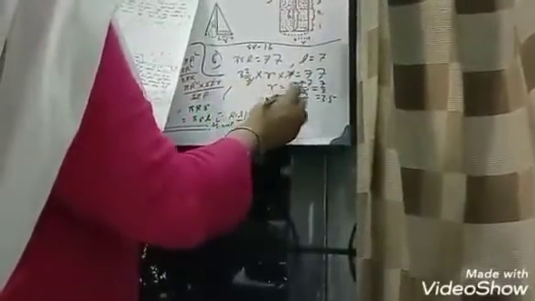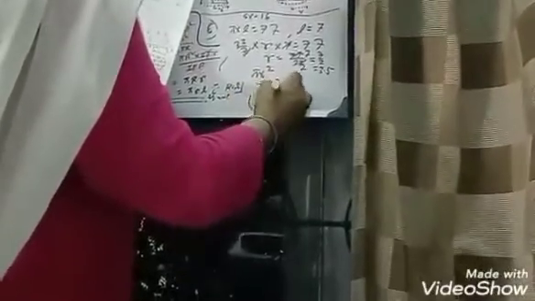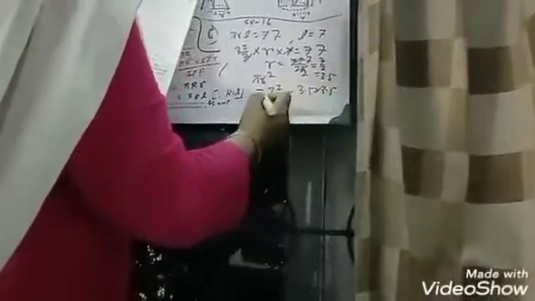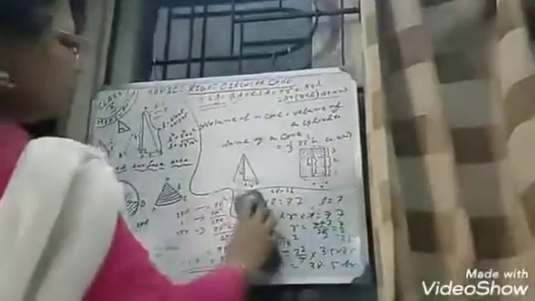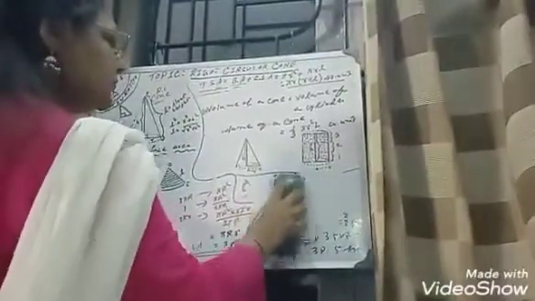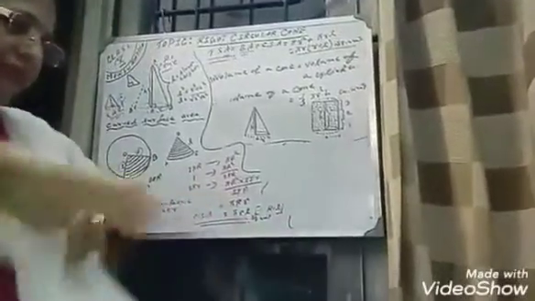So what is the base area? Base area means pi R square. Pi means 22 by 7. R square means 3.5 into 3.5, which is equal to 38.5 square meter. Okay. Next sum number 8.